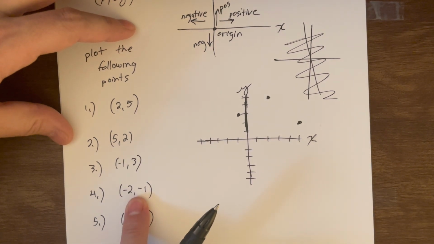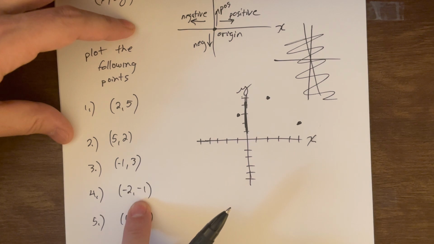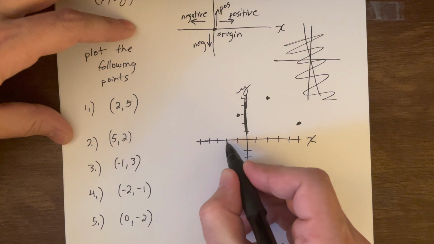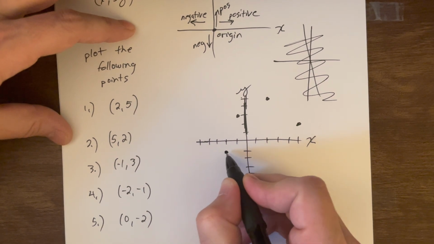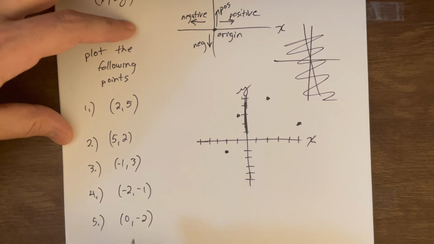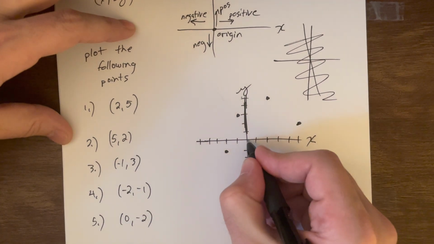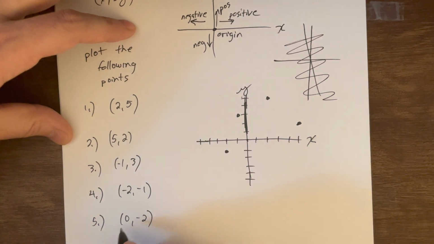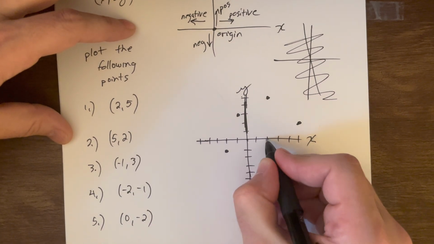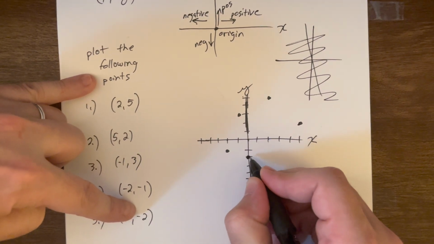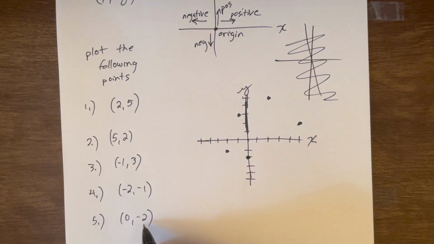Now we're looking at number 4, negative 2, negative 1. Negative 2, 2 units to the left, negative 1. From here, I'm going down 1. So that point would represent this xy pair. And last, this one feels a little weird. X is 0. Remember, we always start here, and then I go left or right as appropriate. But this time, 0. I don't go anywhere. I don't go right or left. I stay here, but then I still have to go down 2, and I would get this point to go with this xy pair.